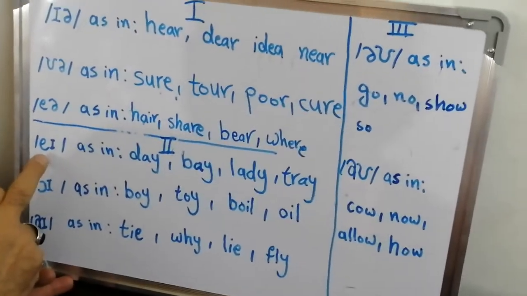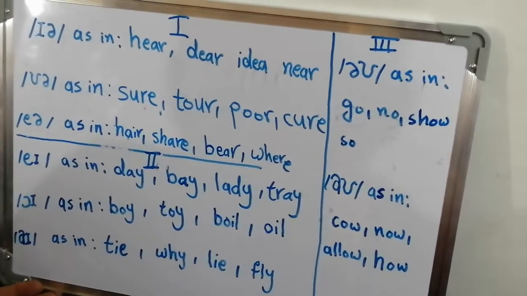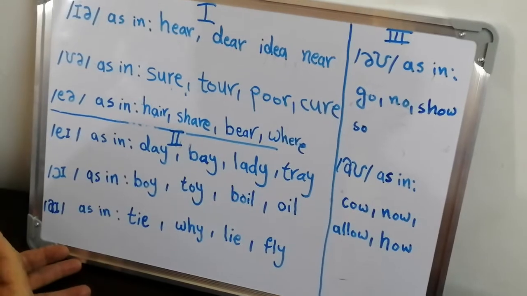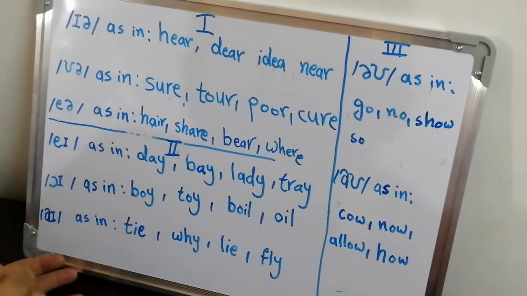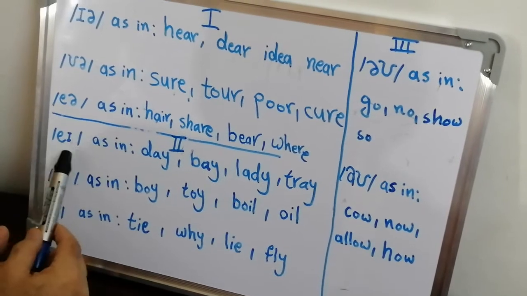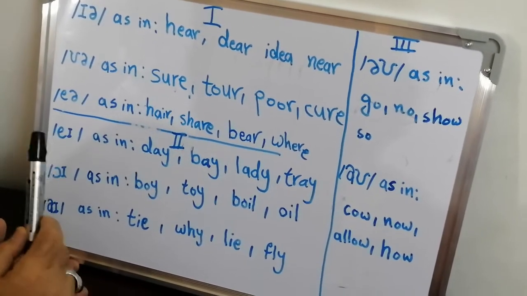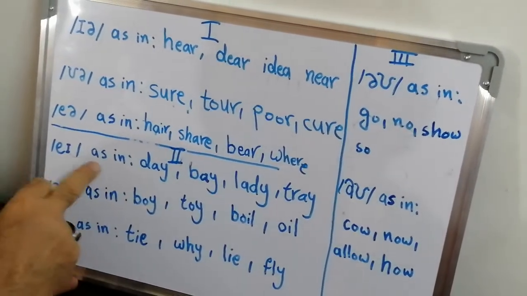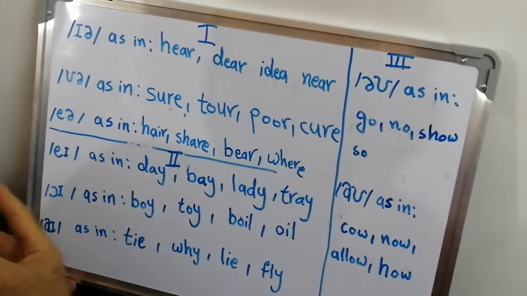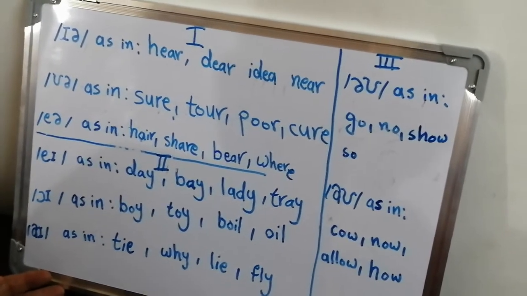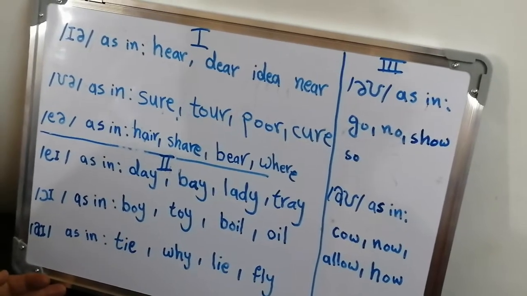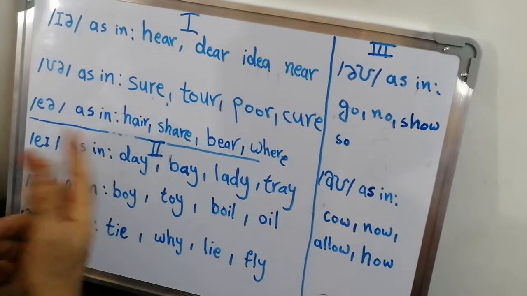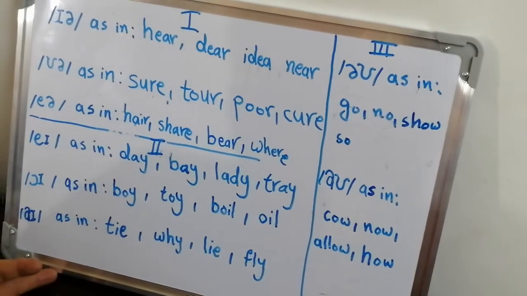Now this vowel sound, if you want to remember it, you remember the first letter in the English alphabet, and that is the letter A. We say A, B, C. This vowel sound is found also in the pronunciation of the letter A. So the word that you remember is the letter A. It reminds you of this sound.